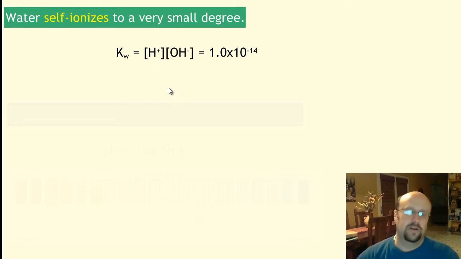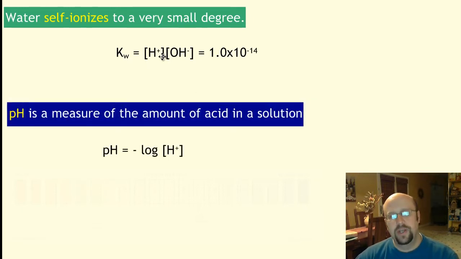So 0.0 and 6 zeros and then a 1. So a pretty small concentration on its own. And obviously that's going to change if we add acids or bases to it. If we know that hydrogen ion concentration, that H plus concentration, we can then calculate pH. And you guys have been talking about pH probably since elementary or middle school. But this is actually the math behind it.